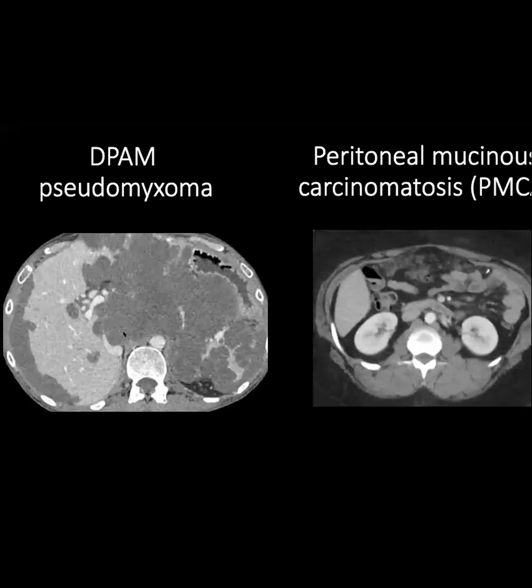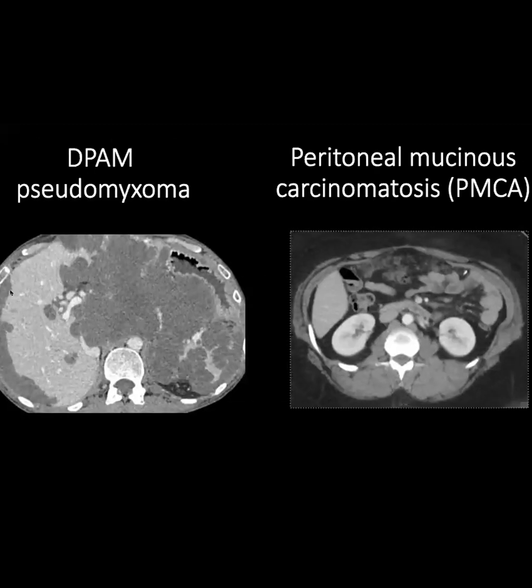But just to visually show the difference. This is the form of pseudomyxoma, now mostly called DPAM, where you get all of this scalloping of your liver, lots of fluid. If you were to take this fluid out, it's mostly just mucin, and it's very hypocellular. And these patients actually do much better. They treat them with HIPEC, they do quite well.